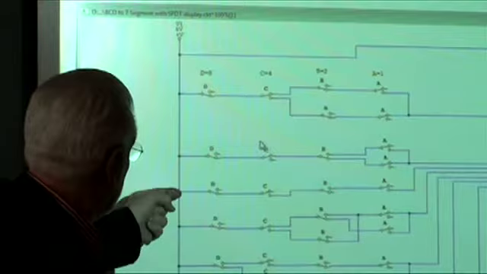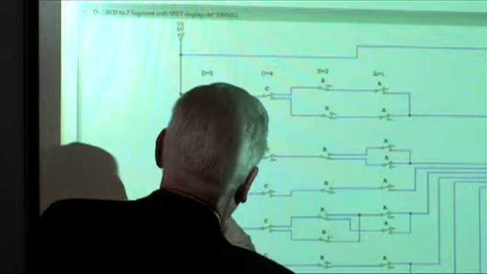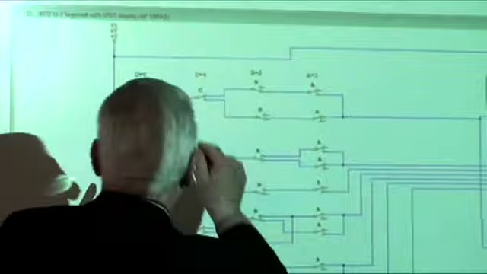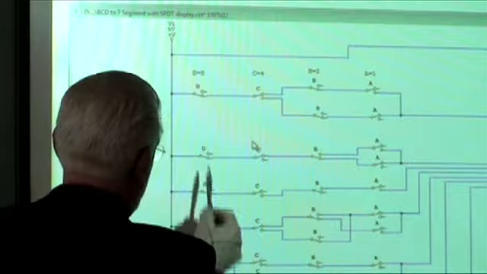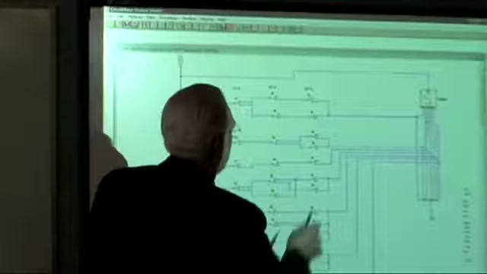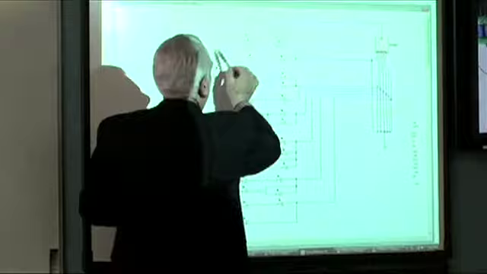The 2 switch goes 3, 3, 3, 3, stops right here. So these control each segment, and the segments are the A, B, C, D, E, F, and G segment. And you can see that they're on or off depending on whether you feed through or you don't feed through.